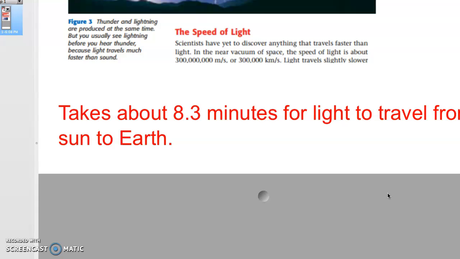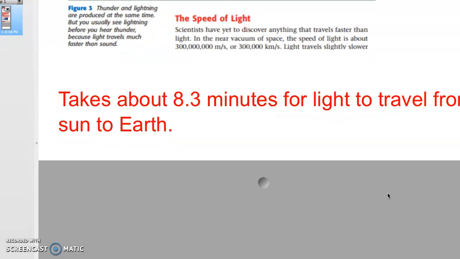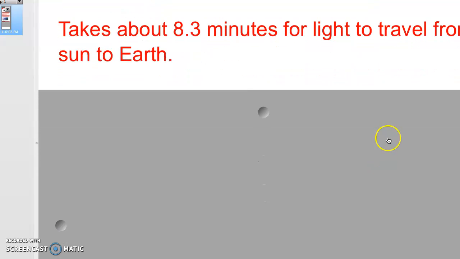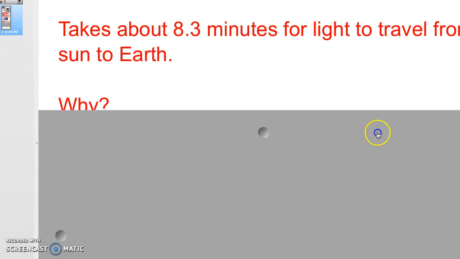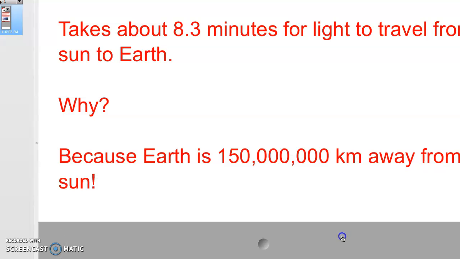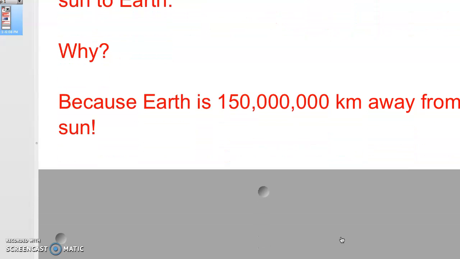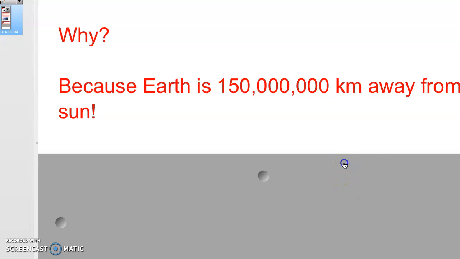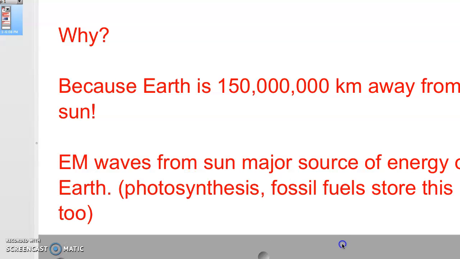It takes about 8.3 minutes for light to travel from the sun to the earth. That's kind of interesting to think about. The light that we're seeing has a delay there, right? The Earth is 150 million kilometers away from the sun. So think about that. Even though light travels fast, 8.3 minutes is a long time.